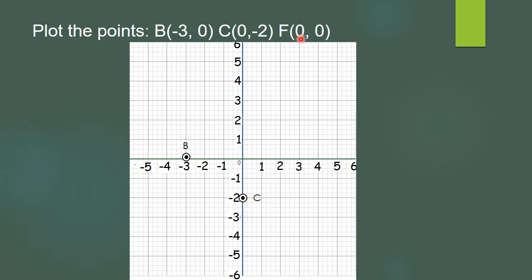Now for point F, which is given as (0, 0). Its x coordinate is 0 as well as its y coordinate is 0. It indicates that this point is going to lie on the x as well as the y axis. It is the origin. So this is a point which is on both the axes, and that is the point F.